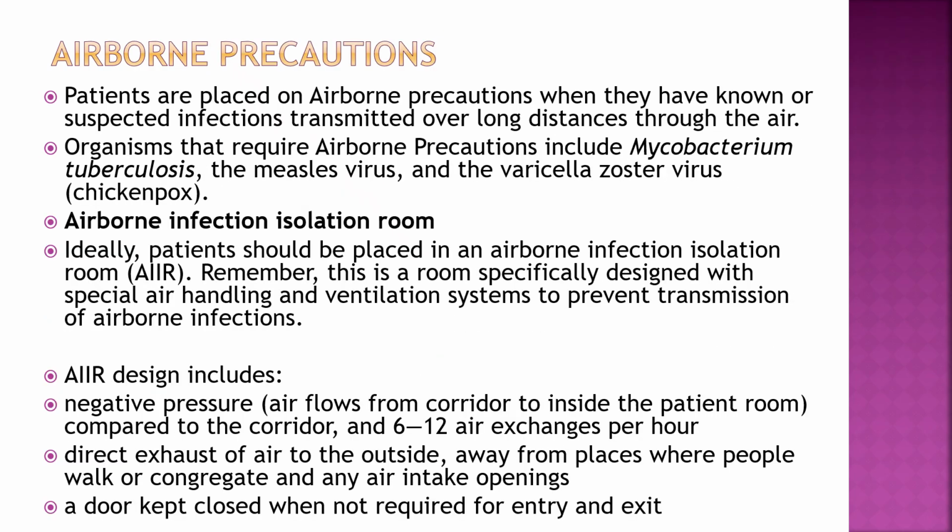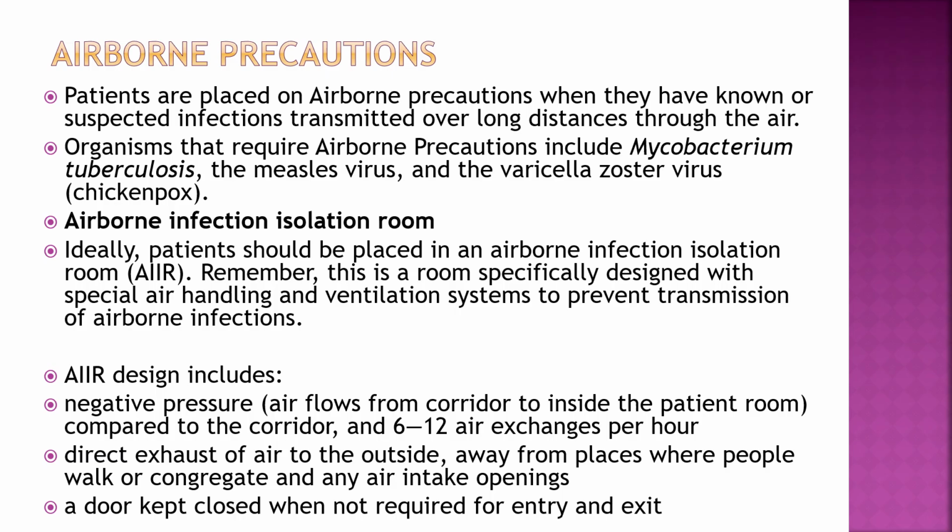So in airborne transmission, patients are placed on airborne precautions when they have known or suspected infections transmitted over long distances through the air. So the organisms mainly are Mycobacterium tuberculosis, measles virus and varicella zoster, that is chickenpox virus. So, airborne infection isolation room, AIIR. Ideally the patient should be placed in that room. Remember, this is a room specifically designed with a special air handling and ventilation system to prevent transmission of airborne infection.